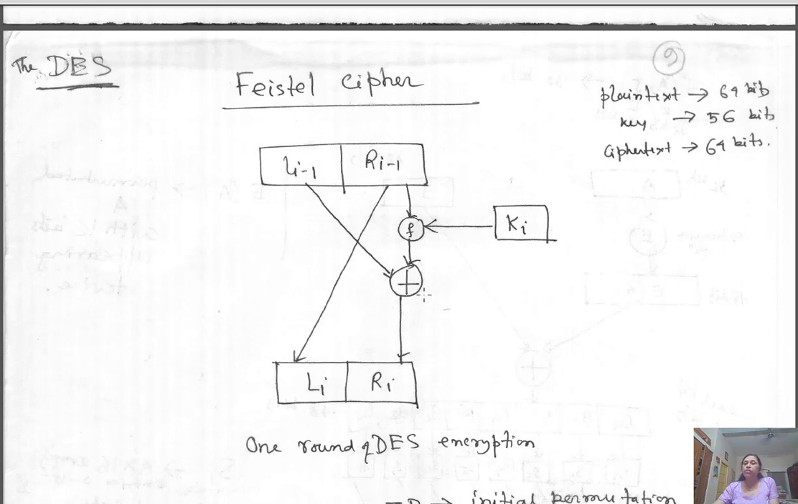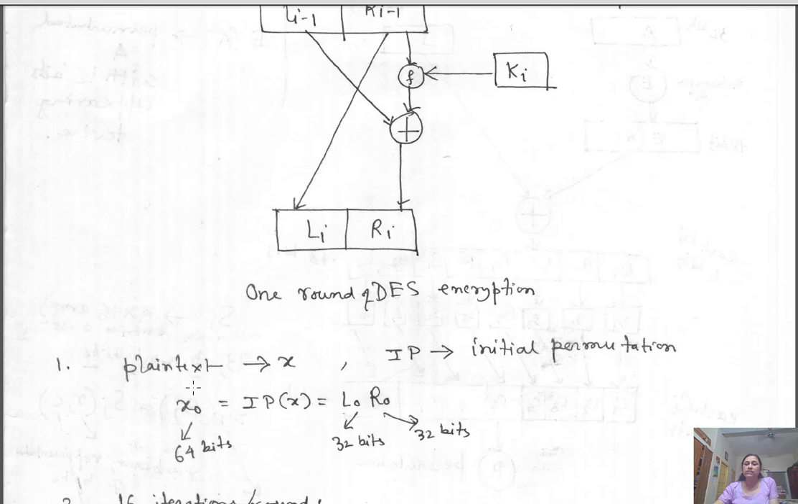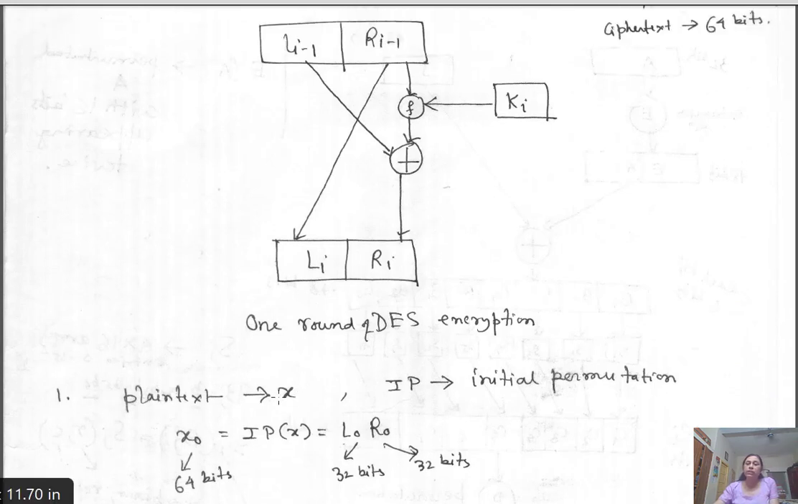L0 XORed with F of R0, K1. So this is your plain text. Initially we do not directly use the plain text; we apply an initial permutation. Applying the initial permutation on the 64-bit plain text, we get another 64-bit string, a shuffling. Then we divide it into two parts, left part 32-bit, right part 32-bit.